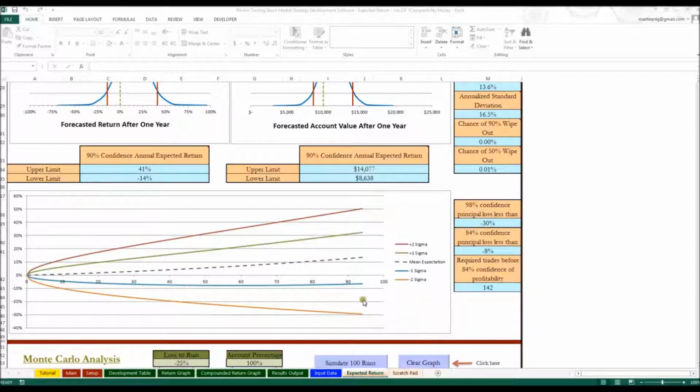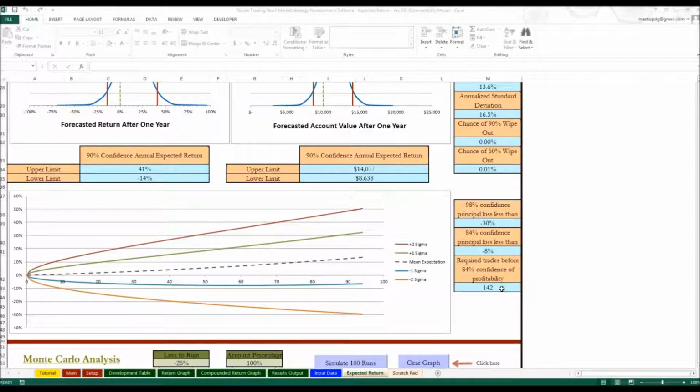One of the things that we might be interested in is how long should we trade this strategy if it is underperforming before we give up. And that can be seen right here with the required trades before 84% confidence of profitability. In other words, there's an 84% chance that we're going to break even on this strategy if we trade for at least 142 trades.